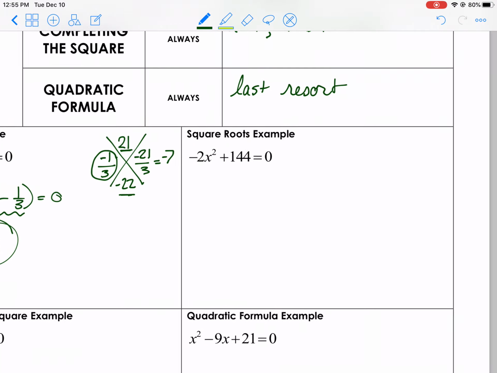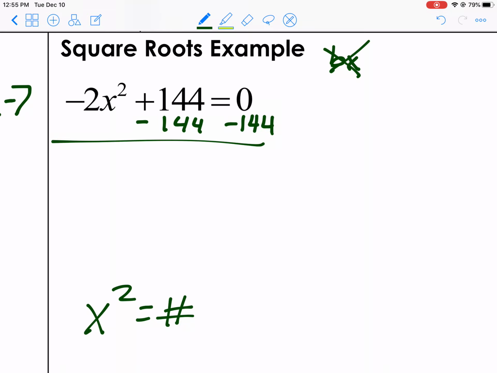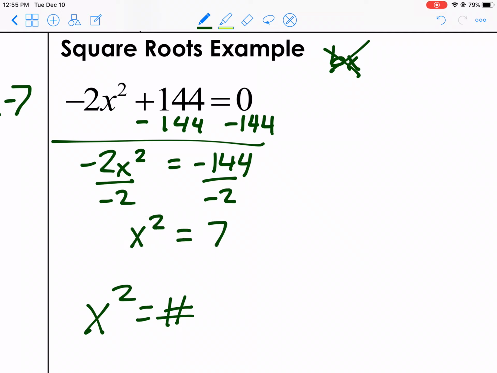All right, let's try out the square roots example. This one is missing its linear term, so we don't have anything to the x power. To the first power, bx is missing, right? Not there at all. So we want to get this to the point where it looks like x squared equals number. So in the meantime, let's start by getting the term that has x squared alone. So we have negative 2x squared equals negative 144. To isolate x squared, we want to divide both sides by negative 2. So now we have x squared equals 72.